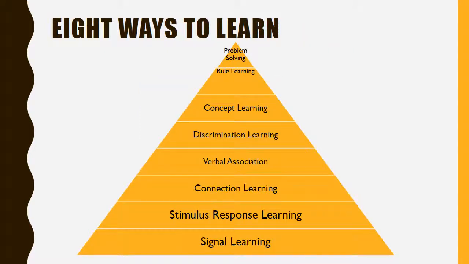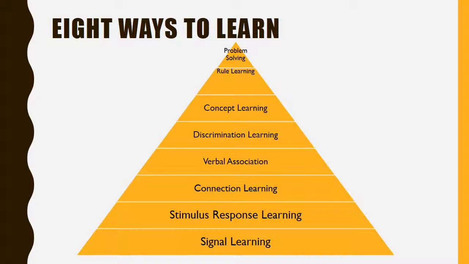Eight ways to learn is another infographic with a pyramid. We start off at the top of the pyramid with problem solving, role learning, concept learning, discrimination learning, verbal association, connection learning, stimulus response learning, and signal learning. Signal learning, we'll start at the bottom, is a general response to a signal, like a dog responding to a command or a whistle.